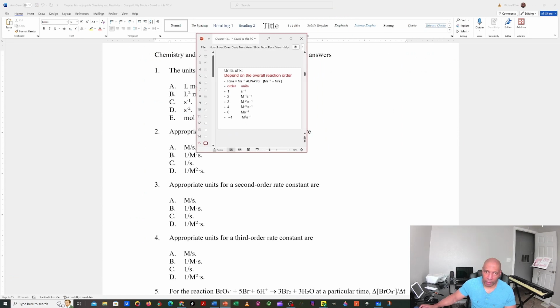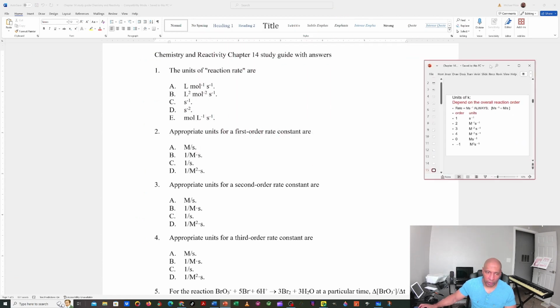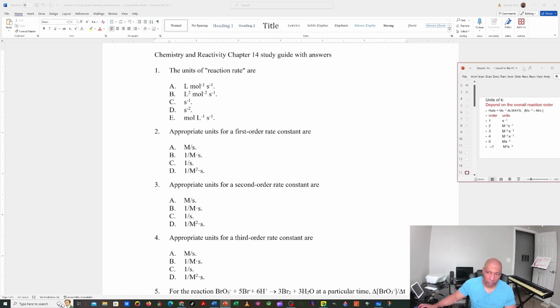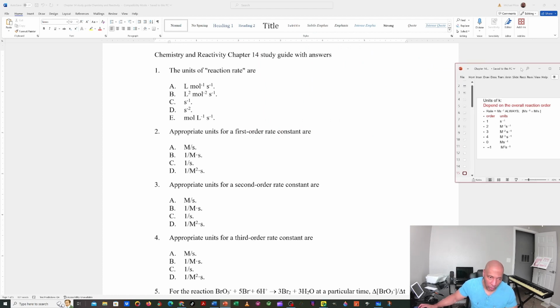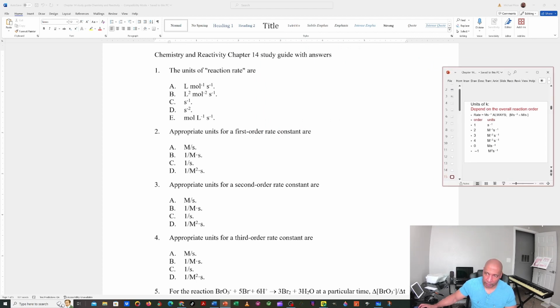All right, so the answer for first order is going to be, of course, s to the negative 1, or reciprocal second. So the answer to that is going to be C, right?